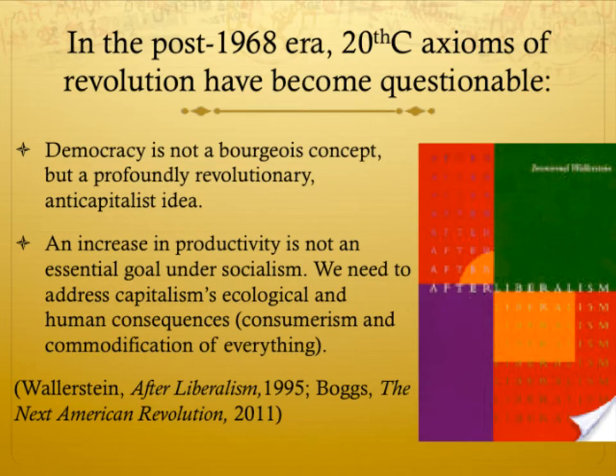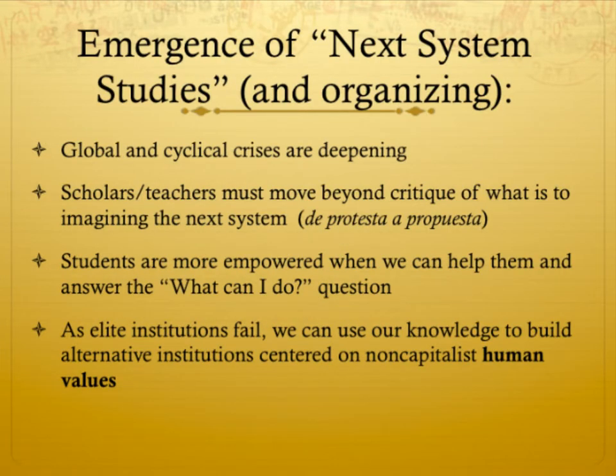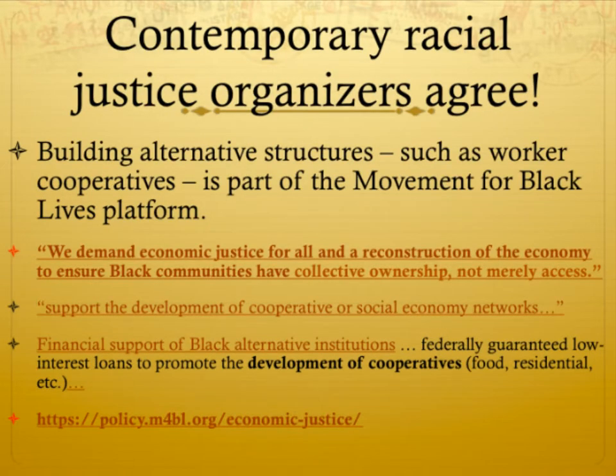The other axiom, that democracy is bourgeois, we know that's no longer true. It's a profoundly revolutionary anti-capitalist idea, and so on, right? And again, the human consequences of capitalism, the ecological consequences, we need to deal with. So sociologists and others are pioneering a field of next system studies to say the crises are deepening, scholars and teachers have to move beyond a critique of what is to imagining the next system, right? And that we can also empower students who feel like, what can I do about any of this, right?